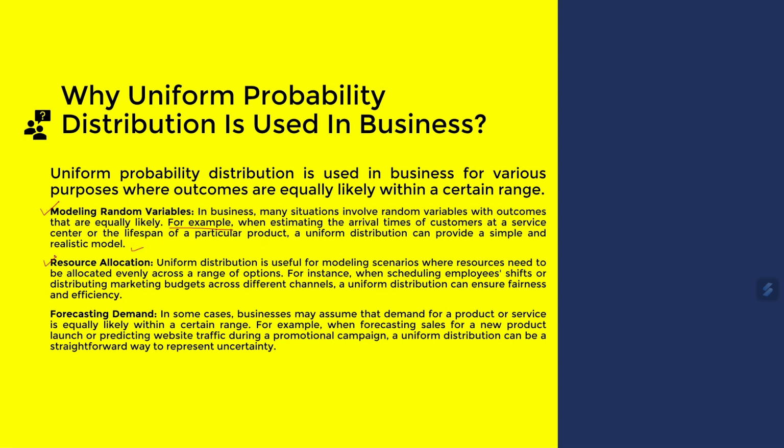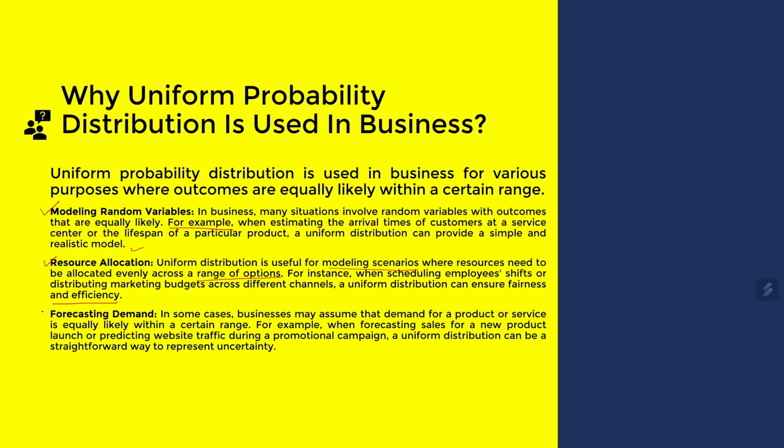Similarly, in resource allocation, uniform distribution is useful for modeling scenarios where resources need to be allocated evenly across a range of options. For instance, when scheduling employees, shifts, or distributing marketing budgets across different channels, a uniform distribution can ensure fairness and efficiency among the distribution channels and among the scheduling of employees and shifts.